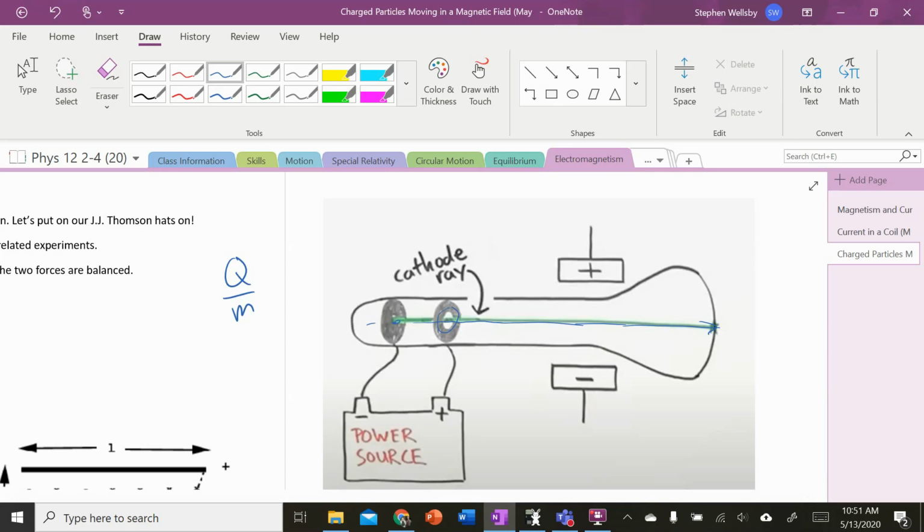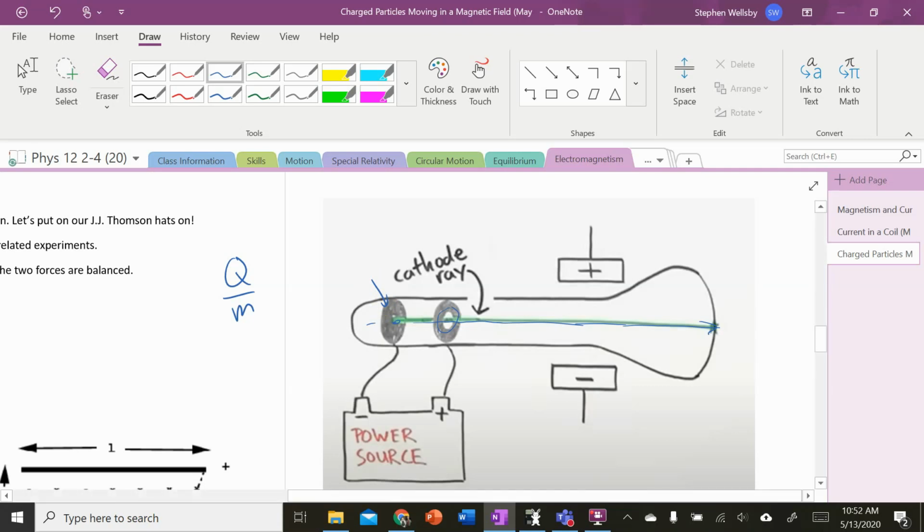So this is the experiment that led to that overall discovery, that not only are atoms divisible, but every atom has these same types of particles, what he called corpuscles, or what we call electrons. Every single type of mass has electrons in it. They all have the same mass, so it doesn't matter if he made this out of iron or copper or whatever kind of metal he would have had in his laboratory.